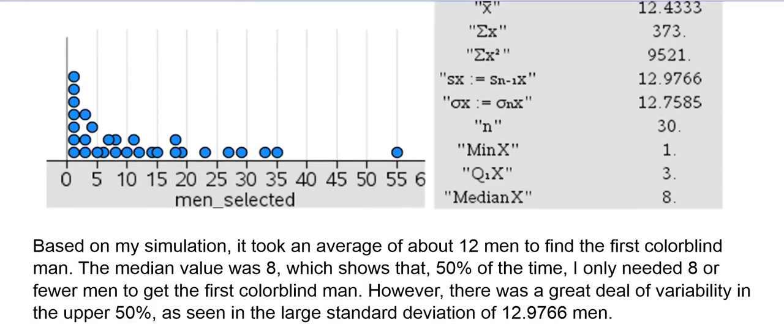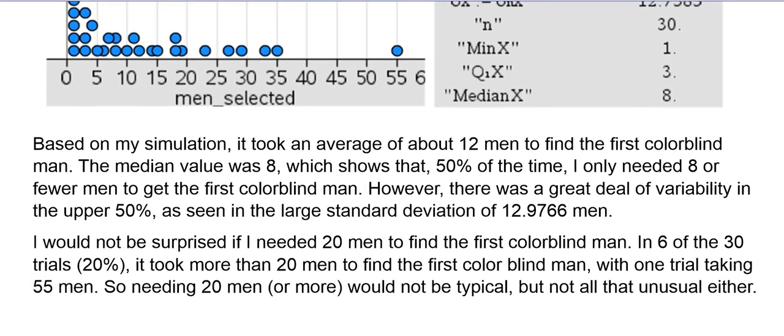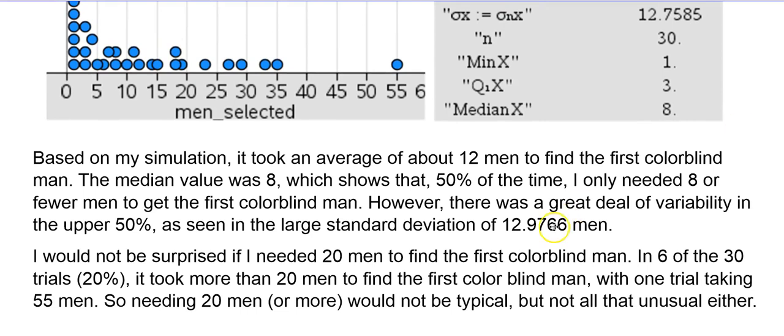Okay? So here's how I answered the second question. I would not be surprised if I needed 20 men to find the first colorblind man. In 6 out of the 30 trials, 20%, it took more than 20 men to find the first colorblind man, with one trial taking 55 men. So needing 20 men or more would not be typical, but not all that unusual either.